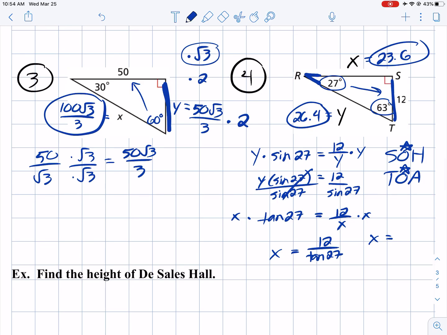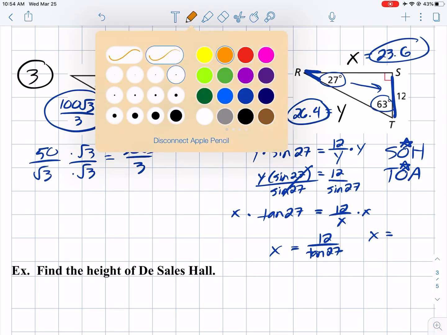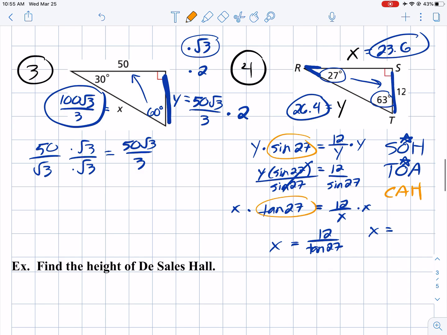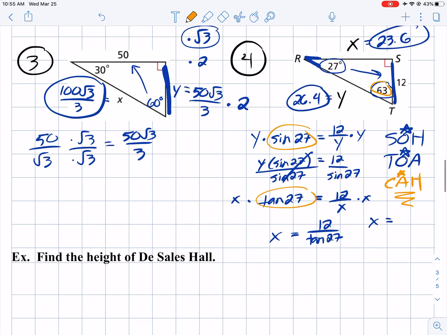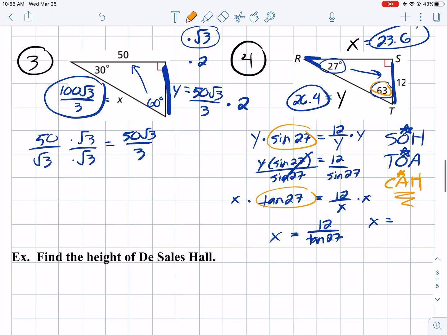Okay? So when you do not have a 30, 60, 90 or 45, 45, 90 special right triangle, here's where you need to use the sine, tangent, or even cotangent trig ratios. And you could have used the 63. I didn't use the 63 at all, but if you use the 63, then you were going to be using cosine because that 12 was an adjacent side. Okay, you have the option there when you're given both acute angle measures or you're given one of your side lengths.